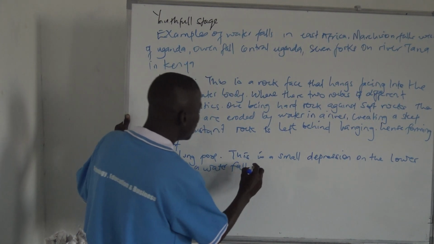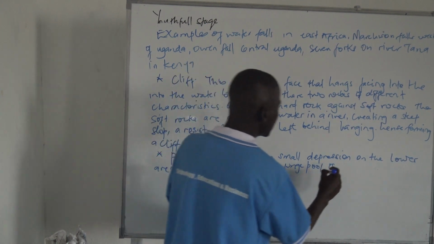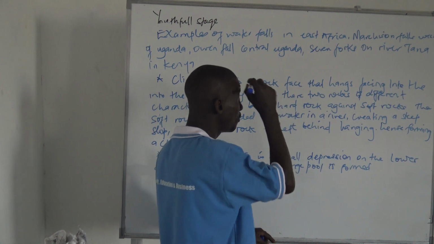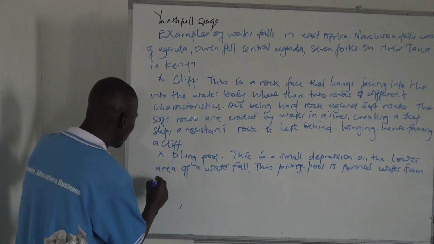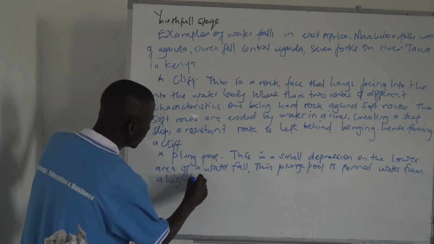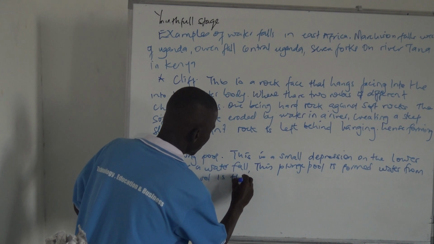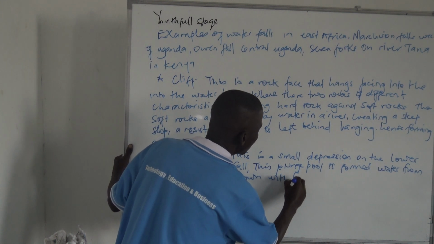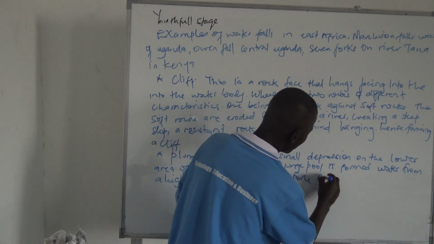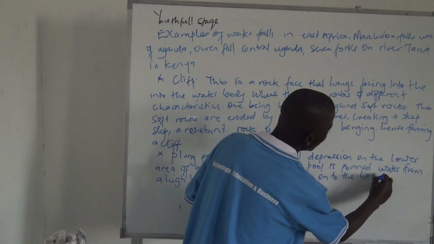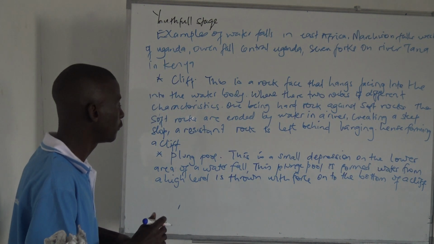How is this plunge pool formed? It is formed when water from a high level is thrown with force onto the bottom of a cliff.